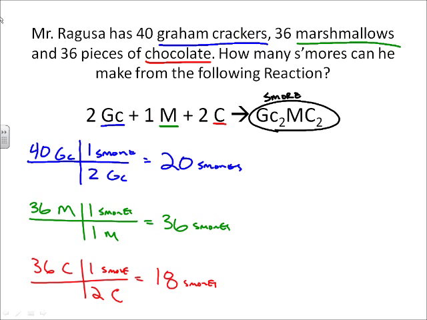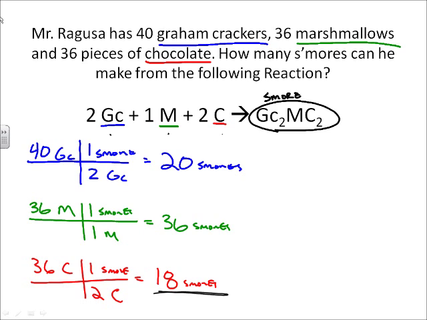So, turns out that I can't actually make the 20 s'mores that I have graham crackers for because I run out of chocolate after 18 of them. So I can only make a total of 18 s'mores with the chocolate that I have. That answers my question, how many s'mores can I make from the reaction? My strategy was that I basically did 3 stoichiometry problems, 1 from each of my reactants, to find out how much of my product I could produce.